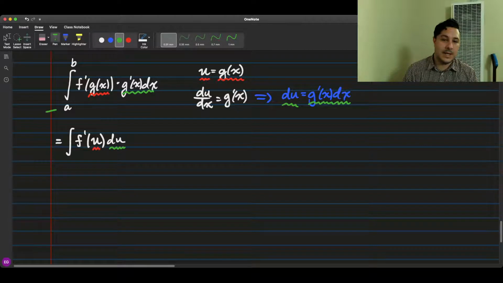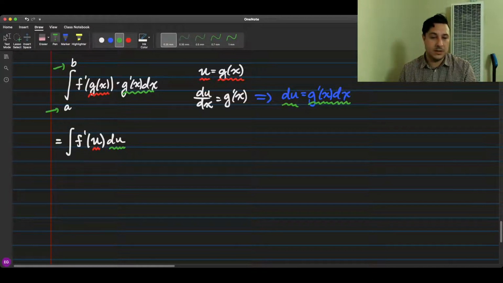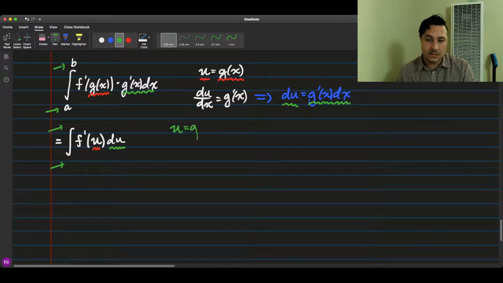So the bounds a and b, that's only applicable for when my variable of integration is x. My variable of integration here is going to be with respect to u. So you need to change that. You need to find your new values by taking the old values and plugging them into g of x, because u is determined by g of x. Okay, so this is going to be g of a, and this one will be g of b.